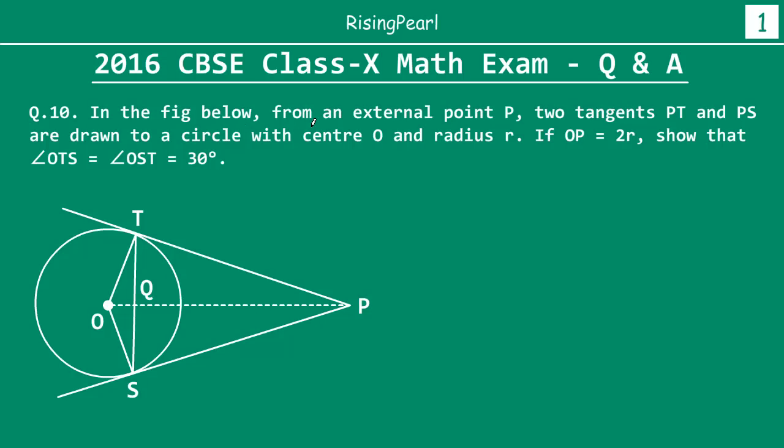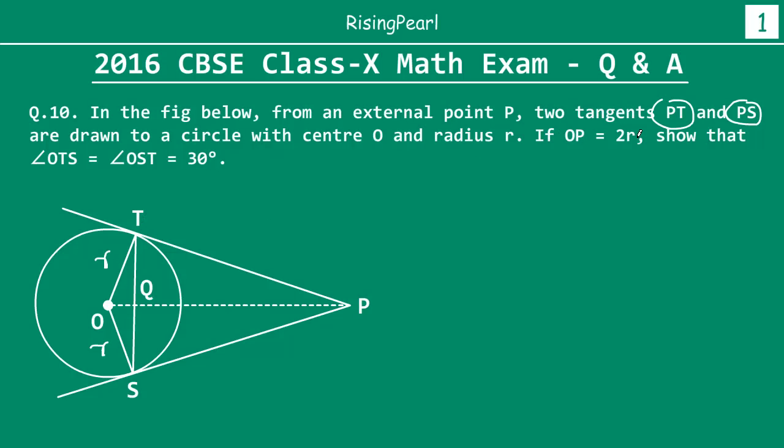In the figure below, from an external point P, which is here, two tangents are drawn, obviously these two are tangents, so PT is a tangent and PS is the tangent. So two tangents PT and PS are drawn to a circle with center O. So we have an external point, we have a circle, PT and PS are tangents, and the center of this circle is O. And R is the radius, so this is R. OT and OS are radii, they are R.